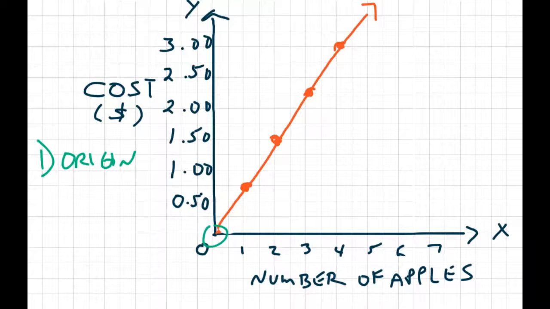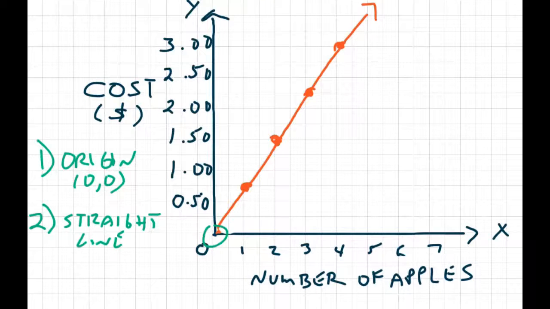And right here, it does. So at that point, 0, 0, if the line or ray in this example goes to the origin, then we're good. The second thing we're looking for is that it is a straight line. Okay, we don't want any curves, we don't want any bends, just a regular straight line. And in this example, we have both. It goes through the origin and it's a straight line, so this would be an example of a proportional relationship.